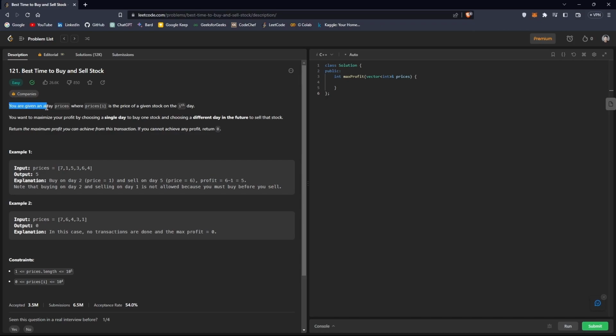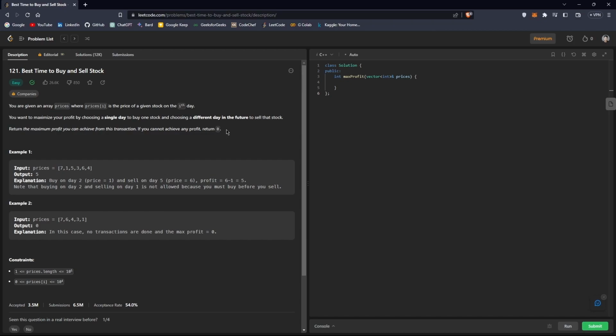The question says you are given an array prices where prices[i] is the price of the given stock on the ith day. You want to maximize your profit by choosing a single day to buy one stock and choosing a different day in the future to sell the stock. Return the maximum profit you can achieve from this transaction. If you cannot achieve any profit, return zero.